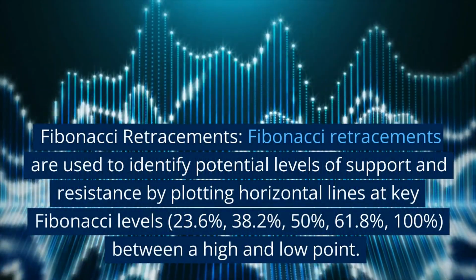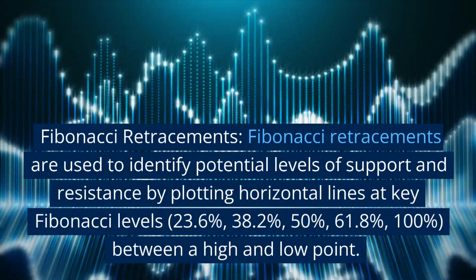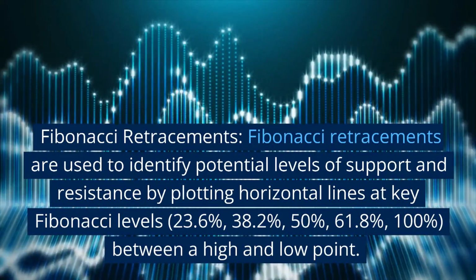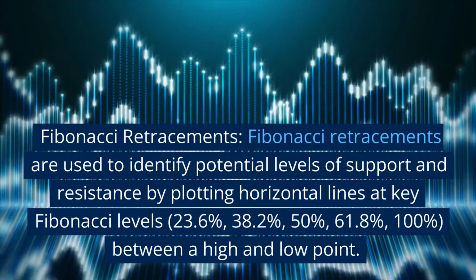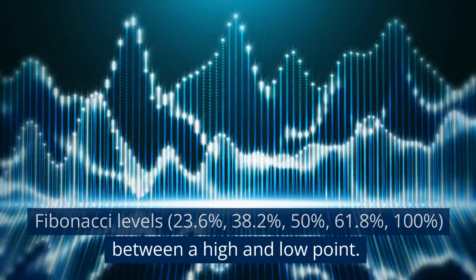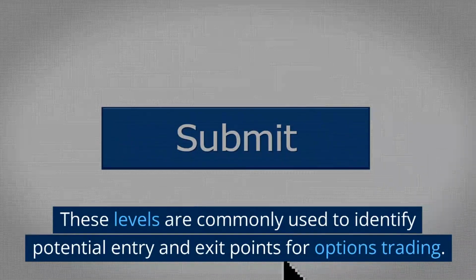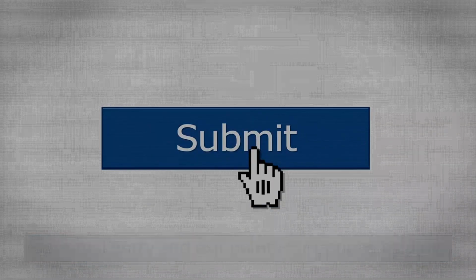Fibonacci retracements. Fibonacci retracements are used to identify potential levels of support and resistance by plotting horizontal lines at key Fibonacci levels, 23.6%, 38.2%, 50%, 61.8%, 100%, between a high and low point. These levels are commonly used to identify potential entry and exit points for options trading.